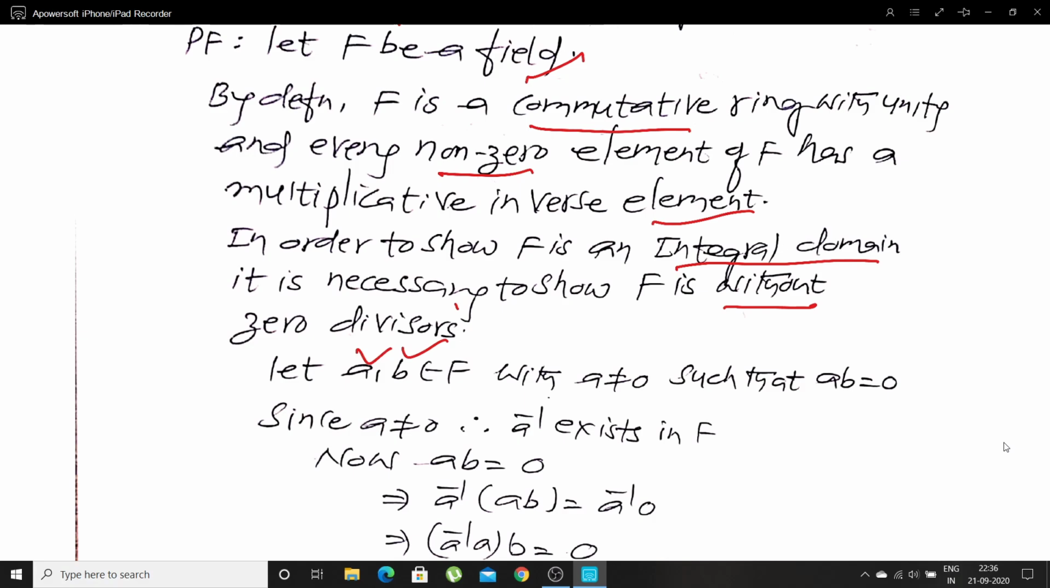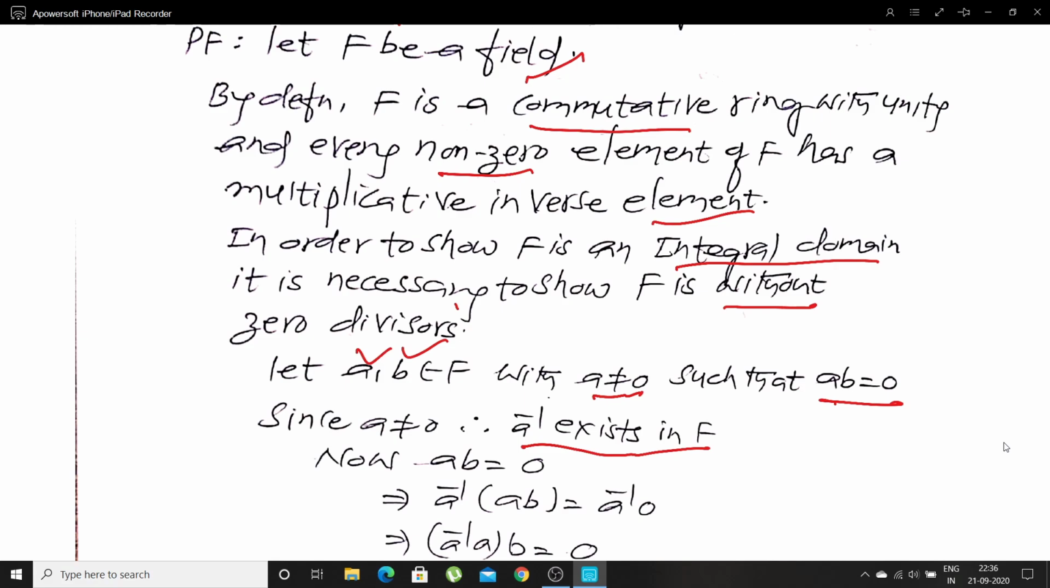Let a and b belong to F with one condition, a not equal to 0, or you may take b not equal to 0. Out of two elements, one is not equal to 0, such that the product of these two elements equals 0. Since a is not equal to 0, its inverse element exists in F, because F is a field, that means it is a ring.